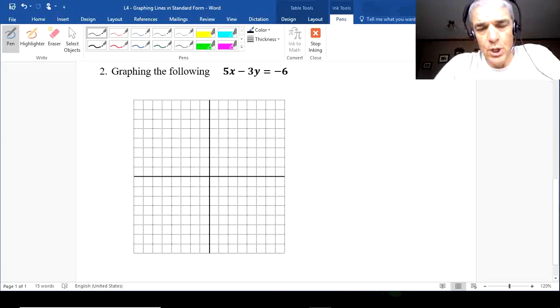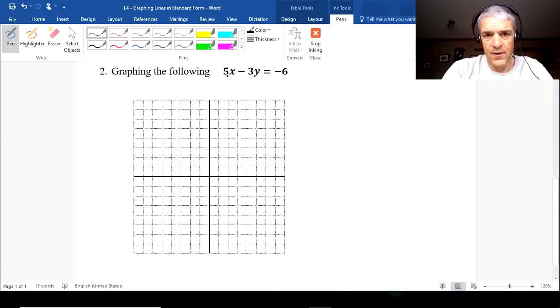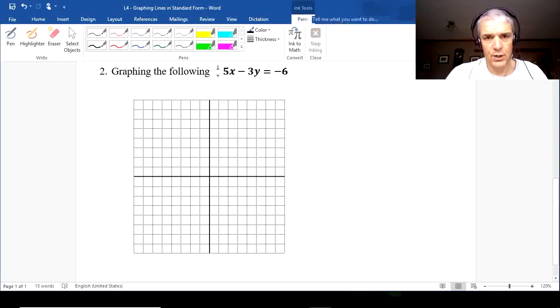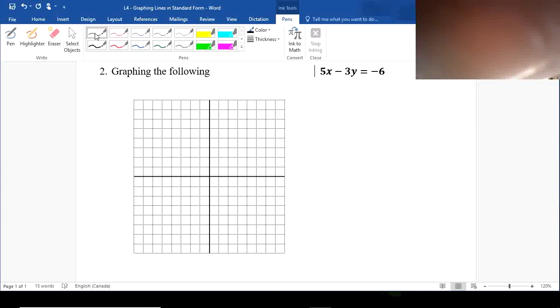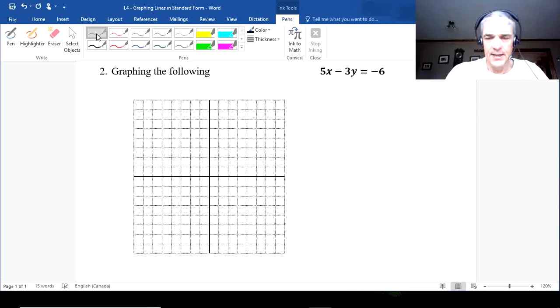All right, so we're going to graph this one here, 5x minus 3y equals minus 6. And this is standard form, and I want to get it into the more intercept form, okay? So one of the first things I'm going to do is move it over. I'm going to swing this over here. I'll maybe set that up on your sheet to be like that so you don't have to do it.